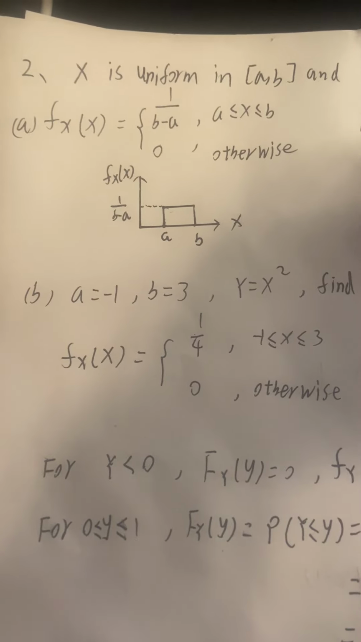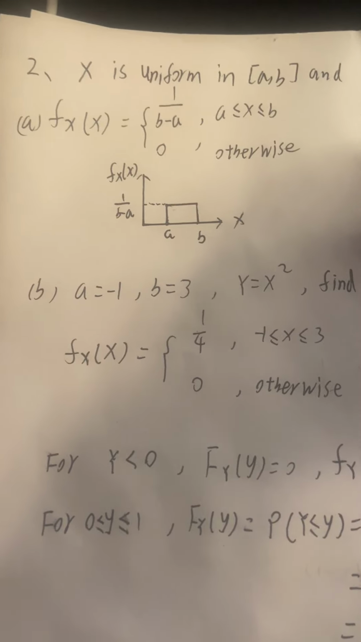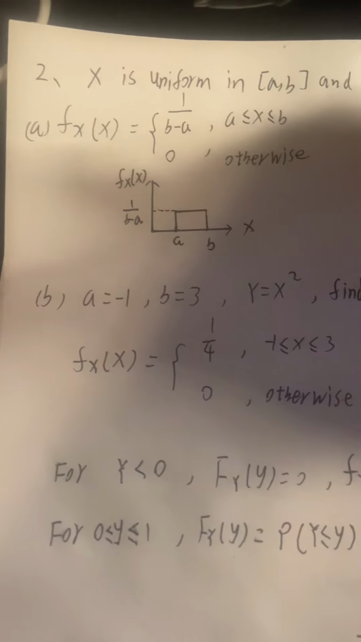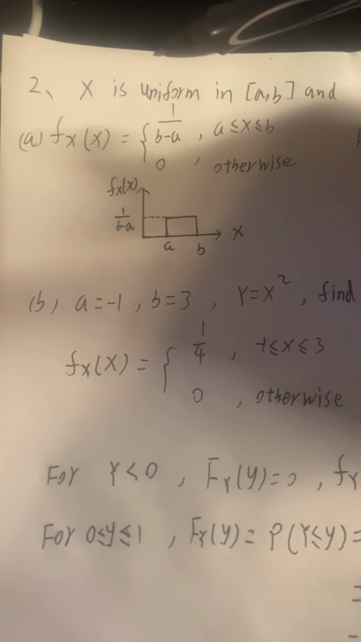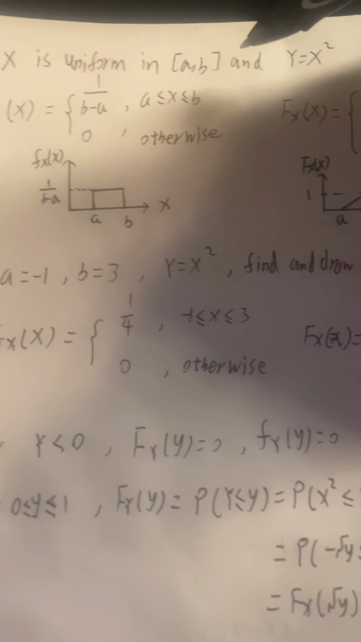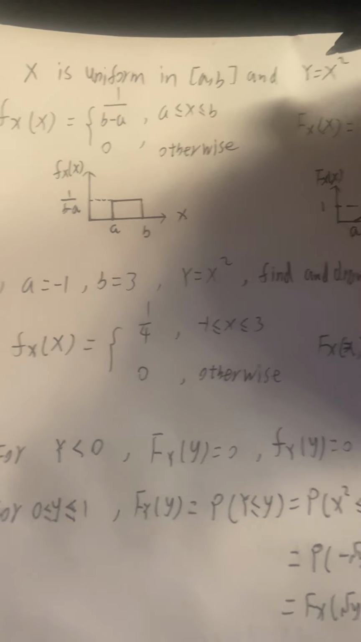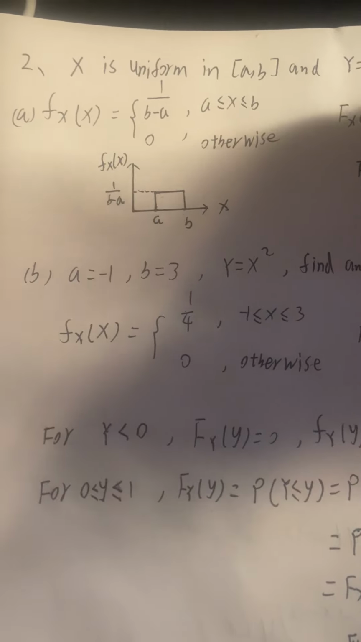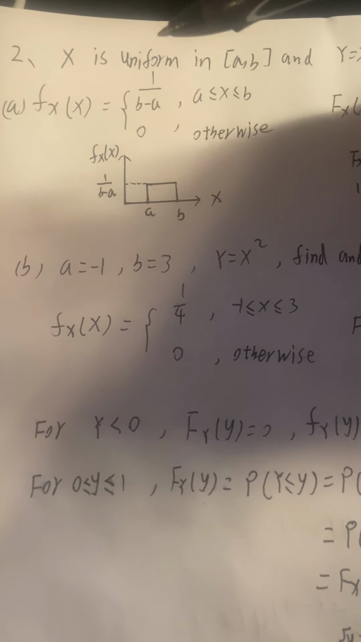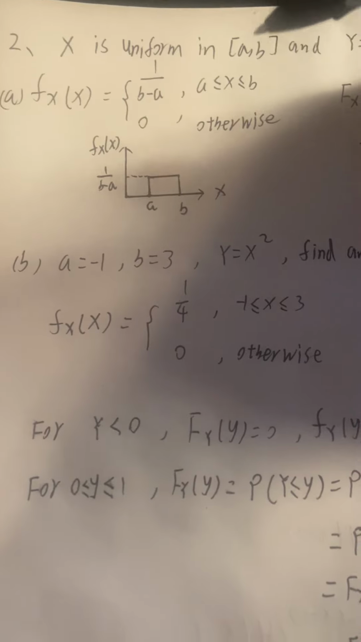Hi, I'm Kai. I'm going to do question 2 of homework 3 for probability and stochastic processes. The question is that X is uniform in [a, b] and Y is equal to X squared. The first question is to find and draw the density function of X and the distribution function of X.